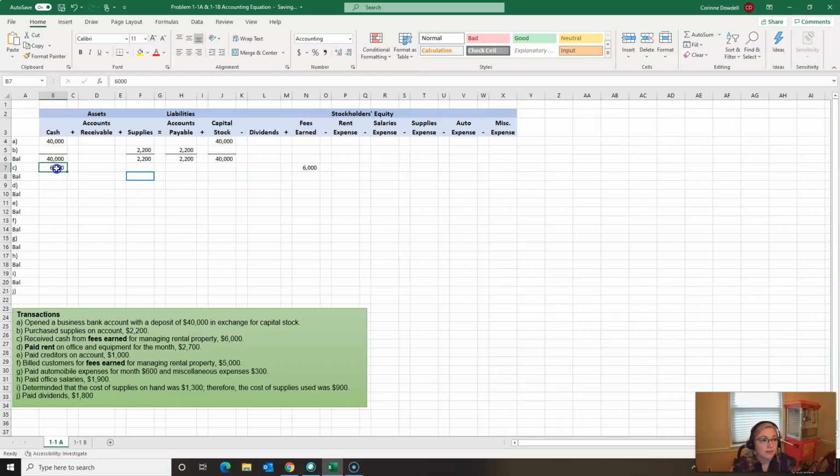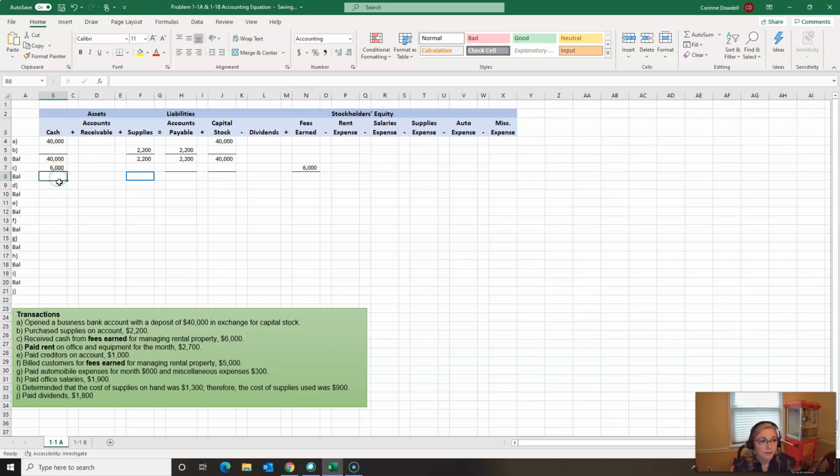Okay, so now we need to update our balances. So same thing, putting your borders under every cell that a balance is going to appear. This blue box is because I have it open out on the internet. That's why it looks like that.